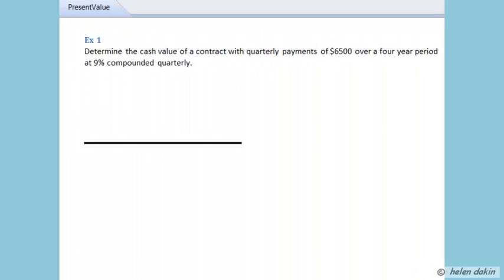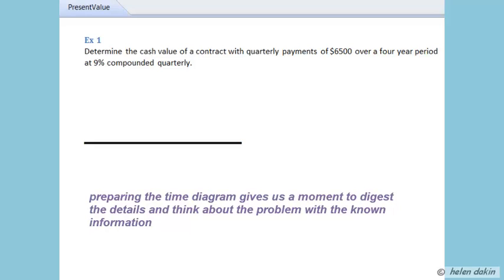Example 1. Determine the cash value of a contract with quarterly payments of $6,500 over a 4-year period at 9% compounded quarterly. In this particular case, as we always do, we'd like to start with a timeline or a time diagram. It's very important. Without the time diagram, we don't have any perspective. Let's start with that.